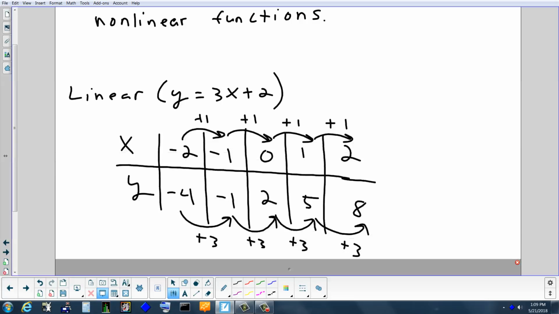So if you look at it, look at the x values. They're increasing by 1 every time. Right? They're increasing by 1 every time. The y, it's not on the notes, don't worry about it right now. All right?